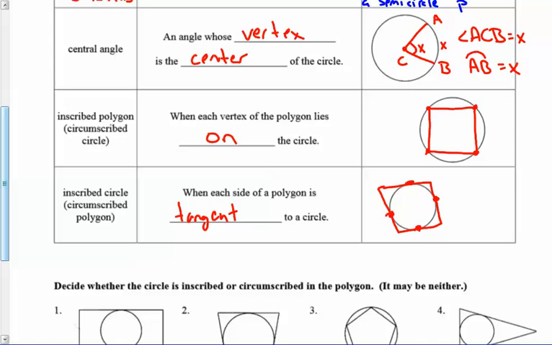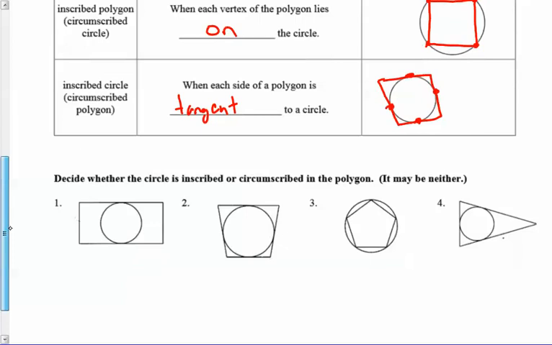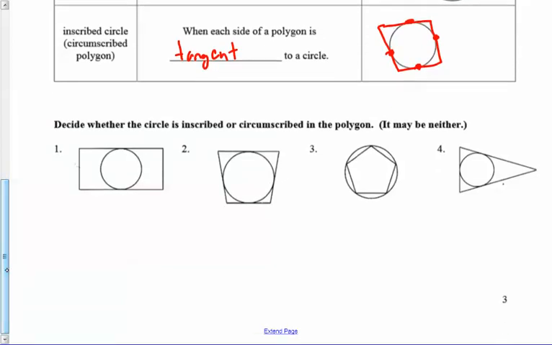Okay, so know the difference between what we're talking about when we say inscribed polygon. This is an inscribed circle. This is a circumscribed circle and a circumscribed polygon. So a little bit of practice about determining if they're inscribed or circumscribed based on those 2 definitions. You can do that on your own.